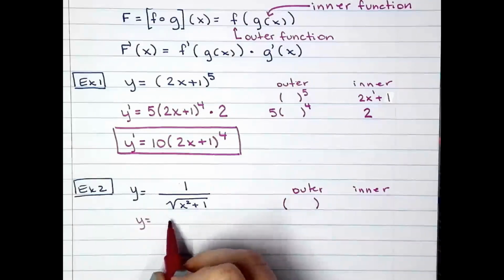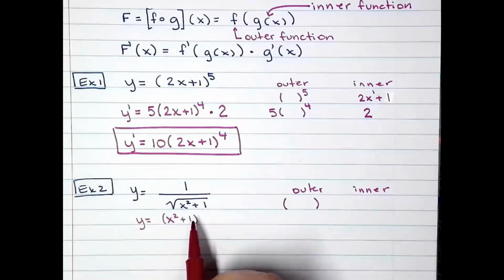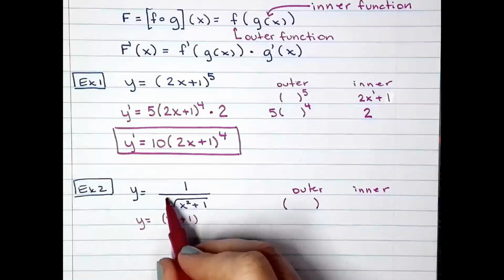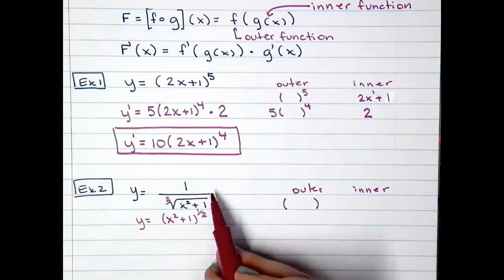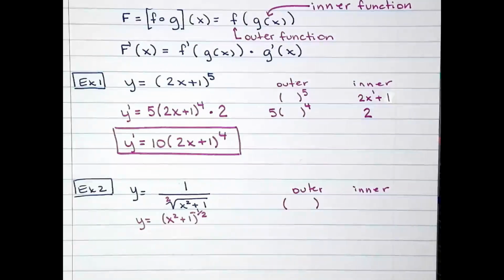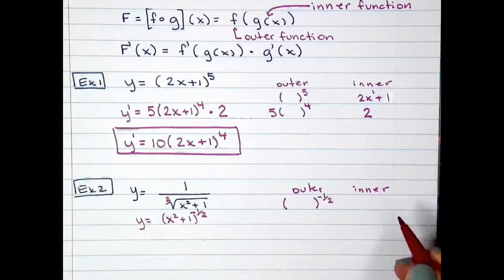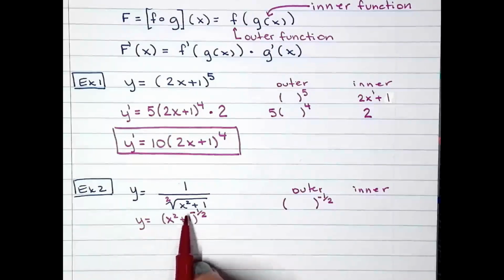So this one is x squared plus 1, and to change this from the radical to the rational exponent, you make that a fraction. Invisible 2 right here for the index, so 1 over 2. But because it was in the denominator, that's the reciprocal, so make that a negative exponent. Okay, so that's my outer function with negative 1/2 as the exponent right there. Then the inner function is this right here on the inside.